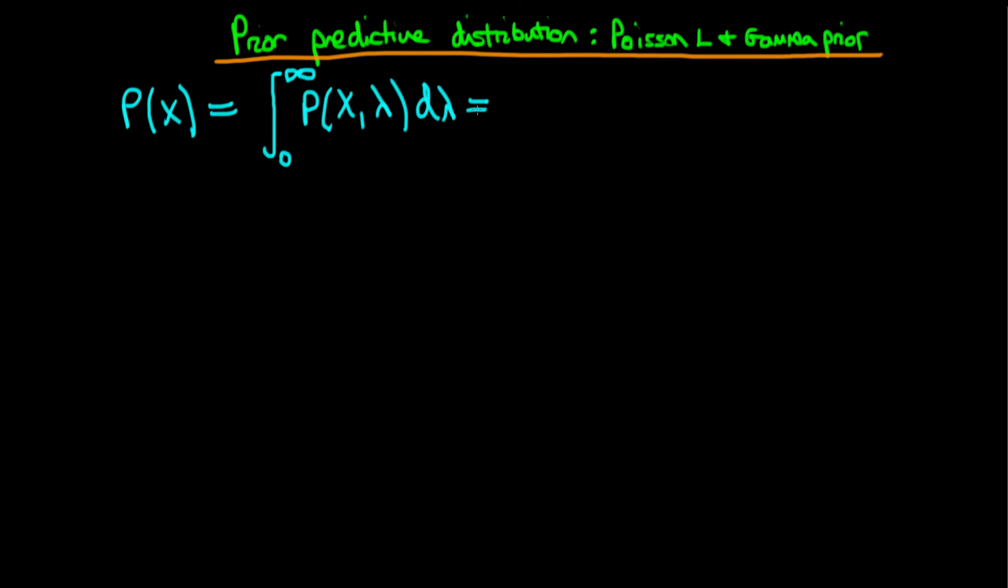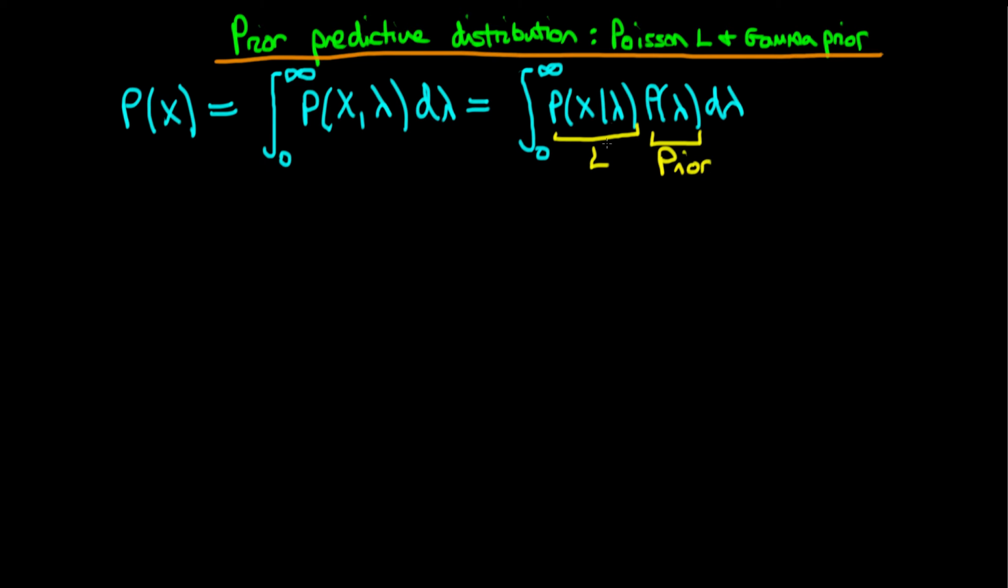Then we used the conditional probability rule to decompose this joint probability into the probability of x given lambda times the probability of lambda, integrated over choice of lambda. When we write it like this, we notice that the first part is the likelihood and the second part is the prior density. Via a neat trick, we were able to calculate this integral, and we found that the prior predictive distribution turns out to be something we call negative binomial.